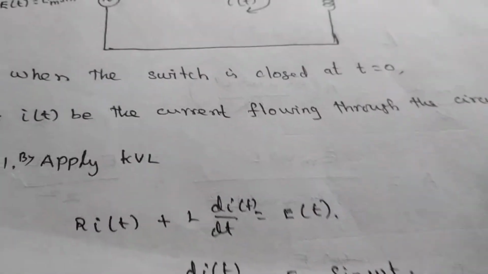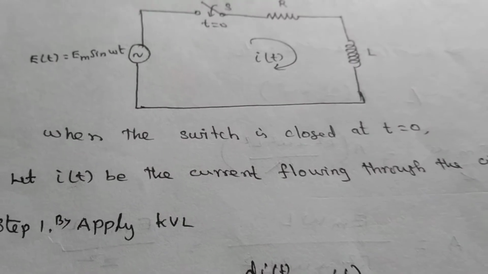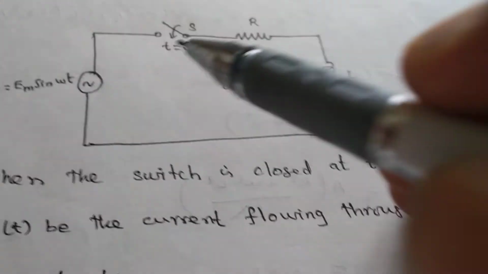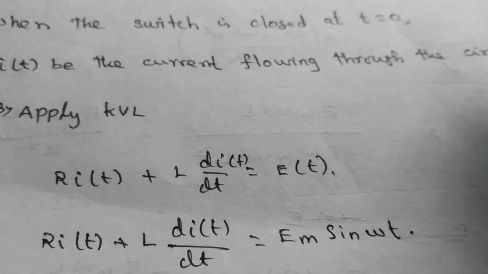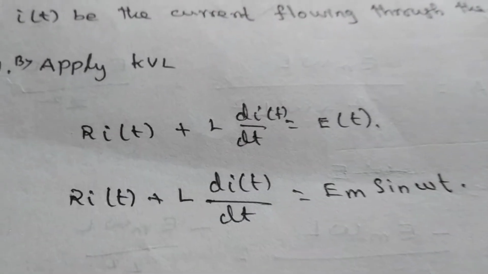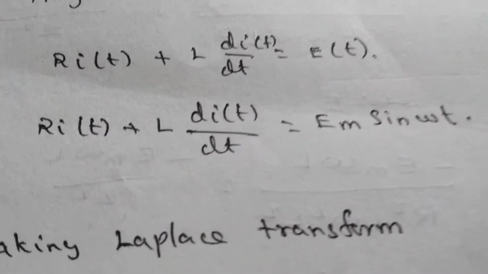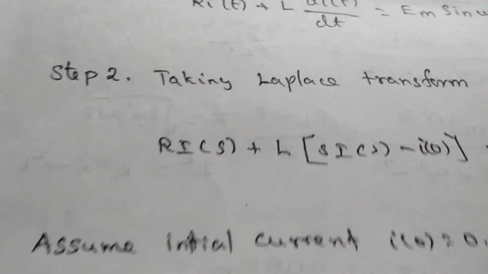Kirchhoff's voltage law: the applied voltage is equal to the potential drop. The potential drop is R into i of t plus L into di of t divided by dt, equal to the applied voltage e of t. So R i of t plus L di of t by dt, where e of t is equal to Em sin omega t. Step 2, taking the Laplace transform.